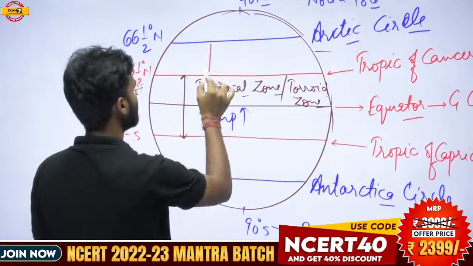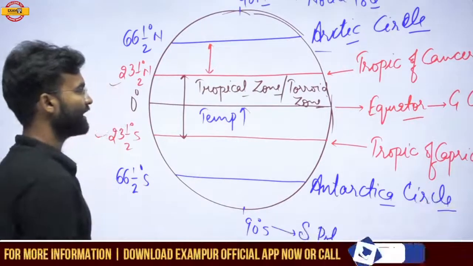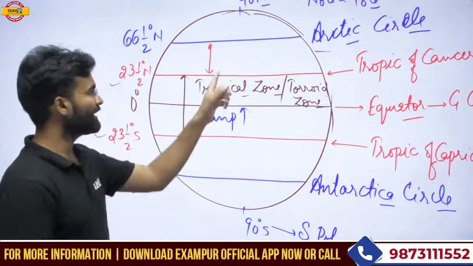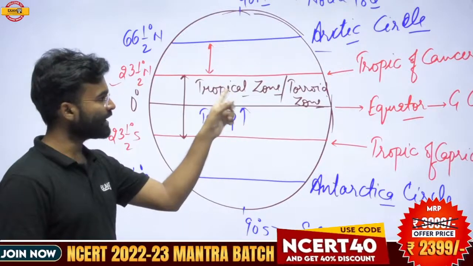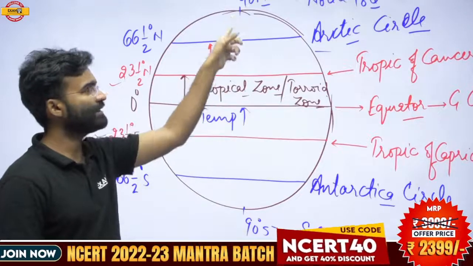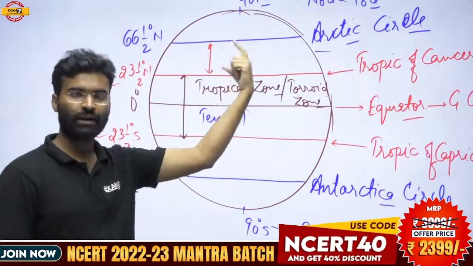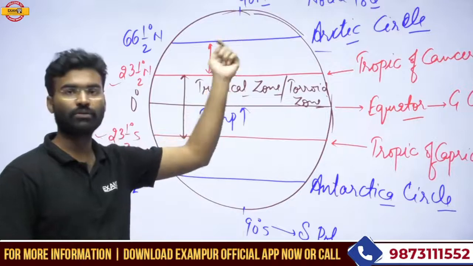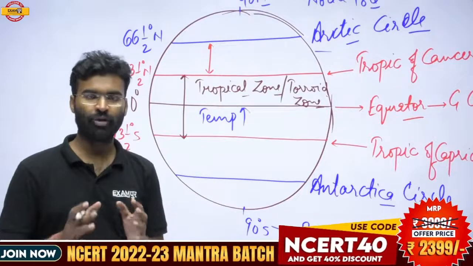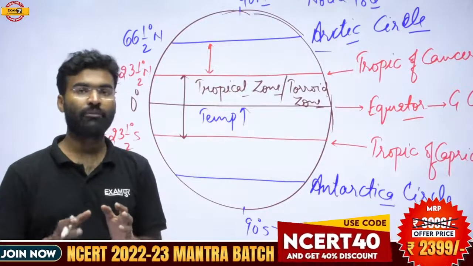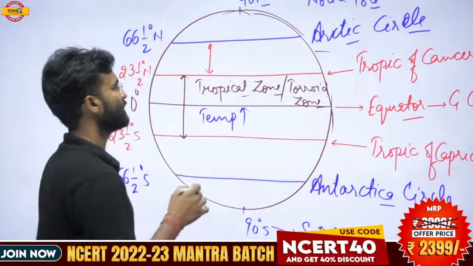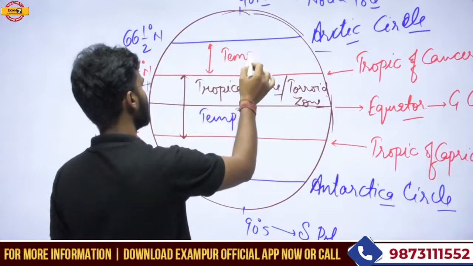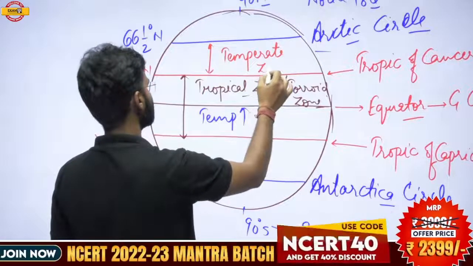And when we move to this zone, it gains the solar radiation, the sun rays, with an angle which is lower than this zone but higher than this zone. This zone gets the sun rays with a lower angle than this zone and a higher angle than this zone, and that is why this zone gains moderate energy and moderate temperature, and due to the moderate temperature, this zone is called the temperate zone.